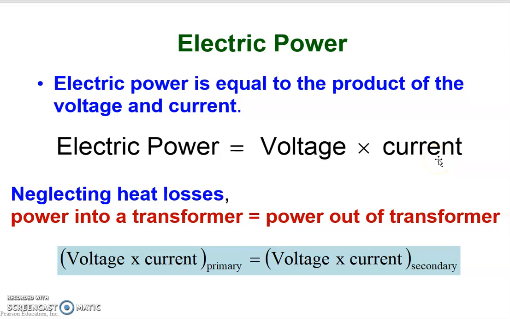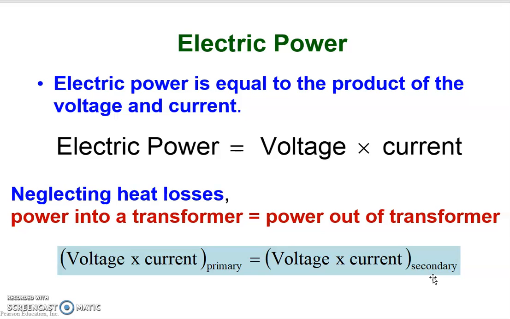multiplied by the current. Now let's assume that in an ideal situation, we can neglect the heat lost during the process. So the power entering the transformer in the primary loop will be the same as the power out of the secondary loop. So voltage multiplied by current in the primary will be the same as the voltage multiplied by current in the secondary loop. Based on this fact, I can explain why we need to use a transformer to boost the voltage to a very high voltage.